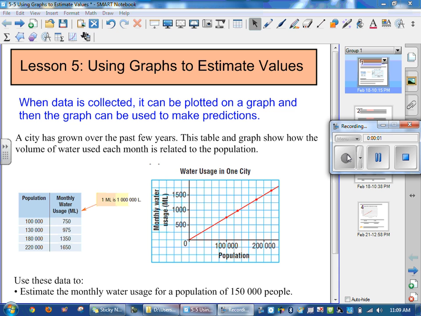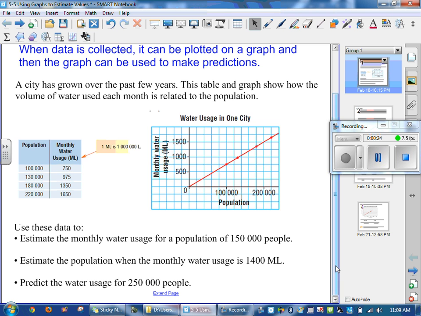To Unit 5, Lesson 5, using graphs to estimate values. So, when we collect data, we plot it on a graph, and the graph can make predictions for the future for us. The city has grown over the past few years. The table and graph show us the volume of water each month that a city uses according to the population size. And then it's going to ask us a couple questions at the bottom.